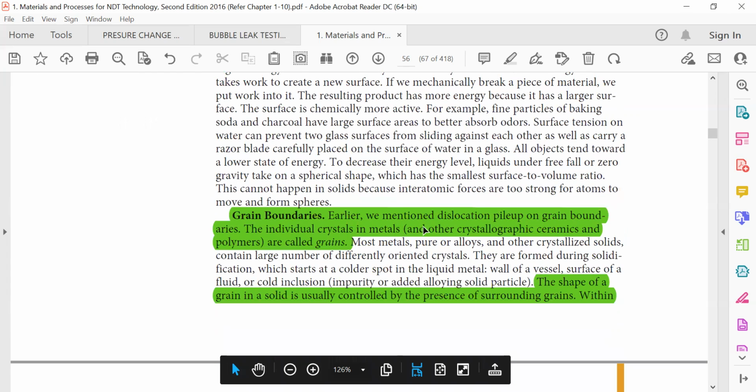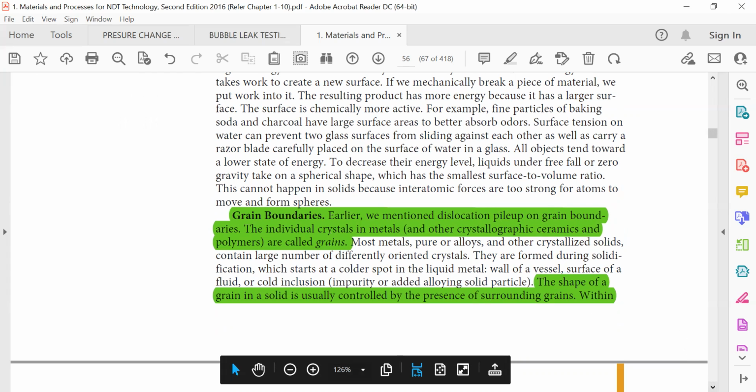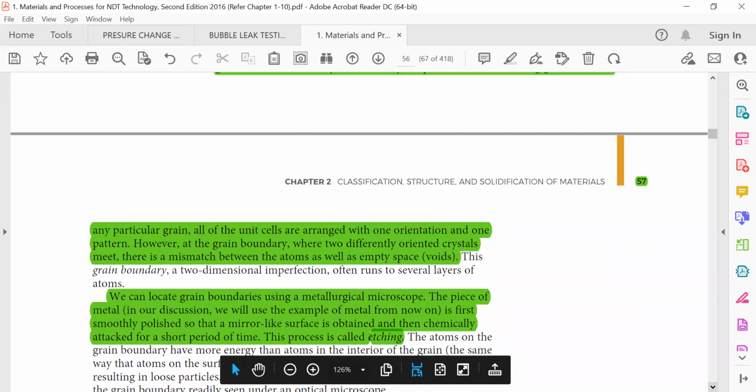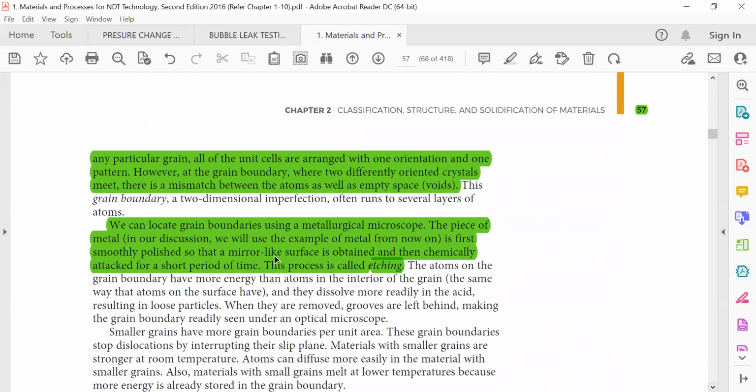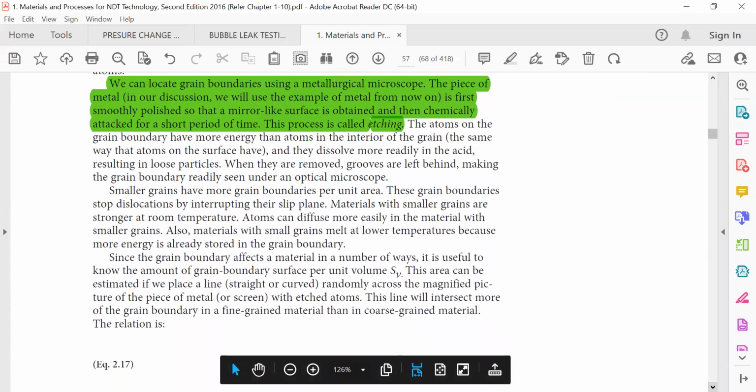Grain boundaries. Earlier we mentioned dislocation pile up at the grain boundaries. The individual crystals in metals, and in other crystalline ceramics and polymers, are called grains. You can see grain boundaries using a metallurgical microscope. You polish a smooth, mirror-like surface and apply a chemical etch for a short period of time; that process is called etching. Then you can see these grain boundaries.